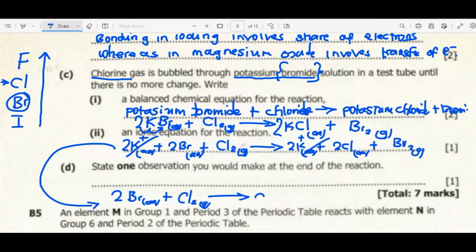Then if you study this kind of ionic equation, it can give you the picture about redox reaction, because there is a gaining and losing of electrons between bromine and chlorine, but we're not going to look into that for this video. Now move on to question D.